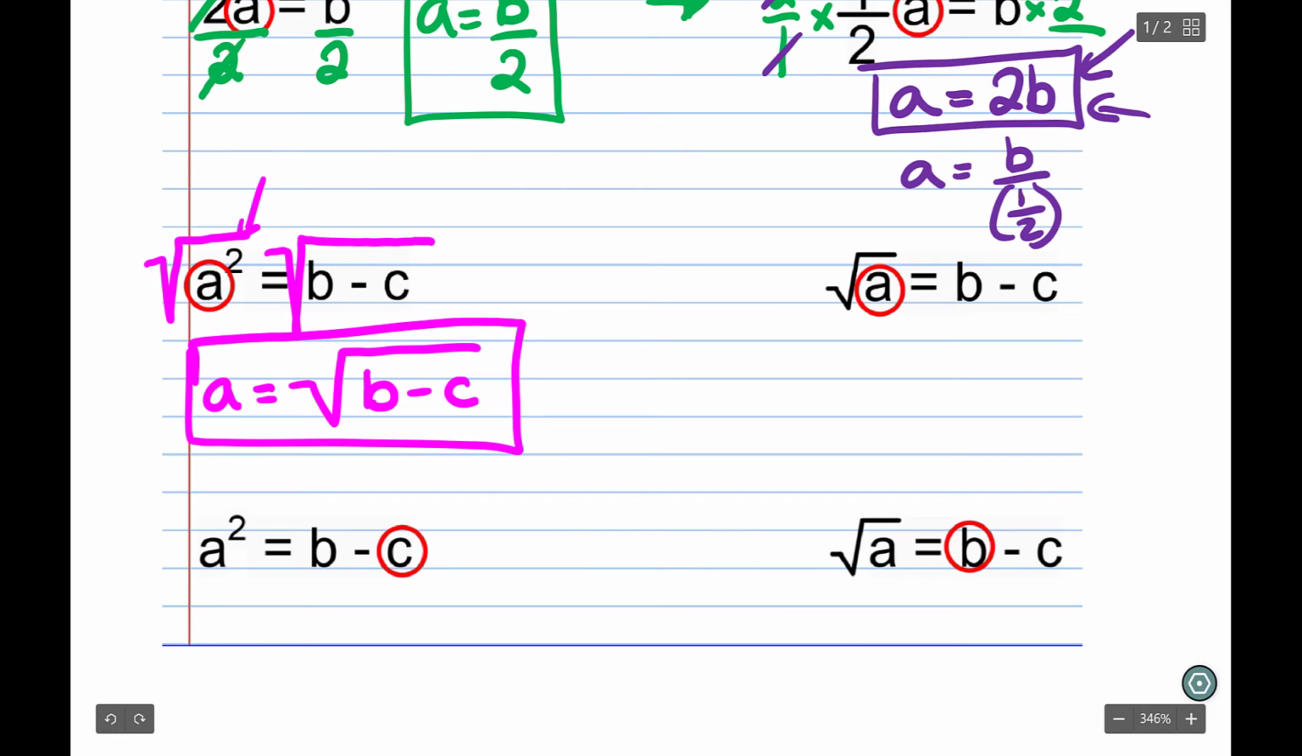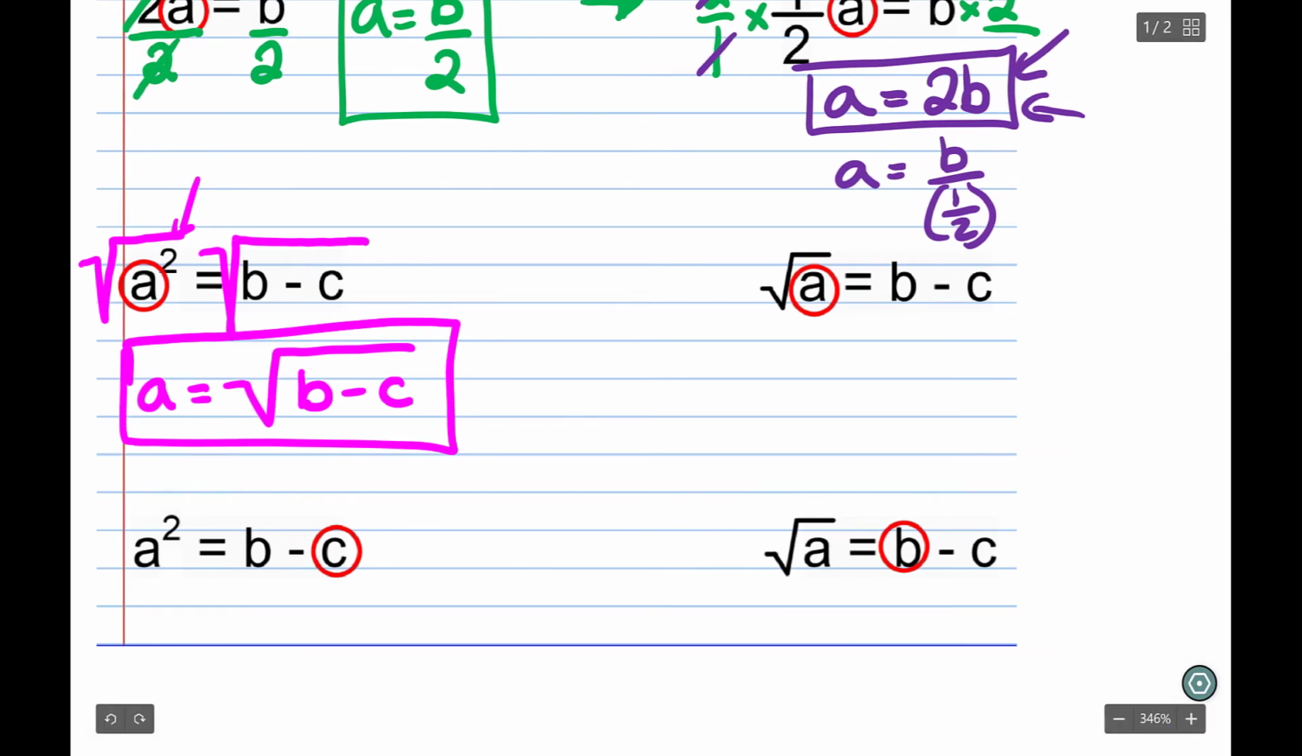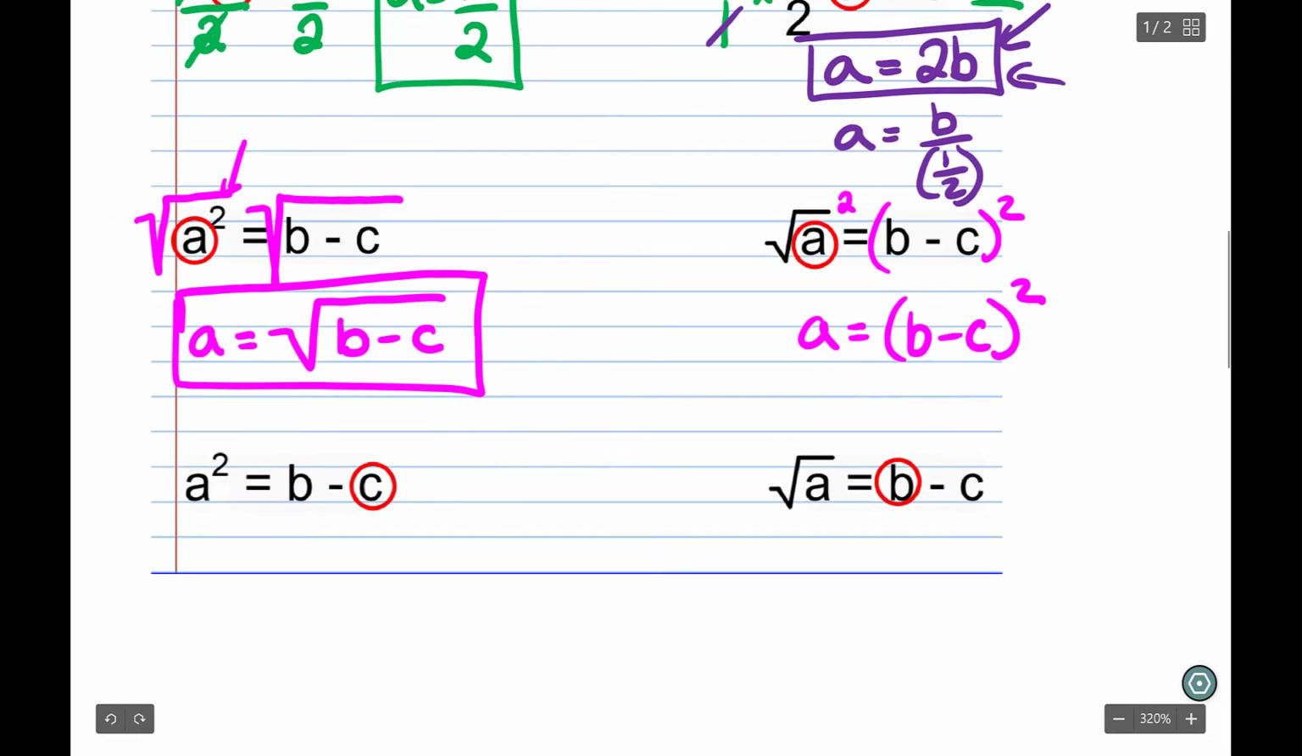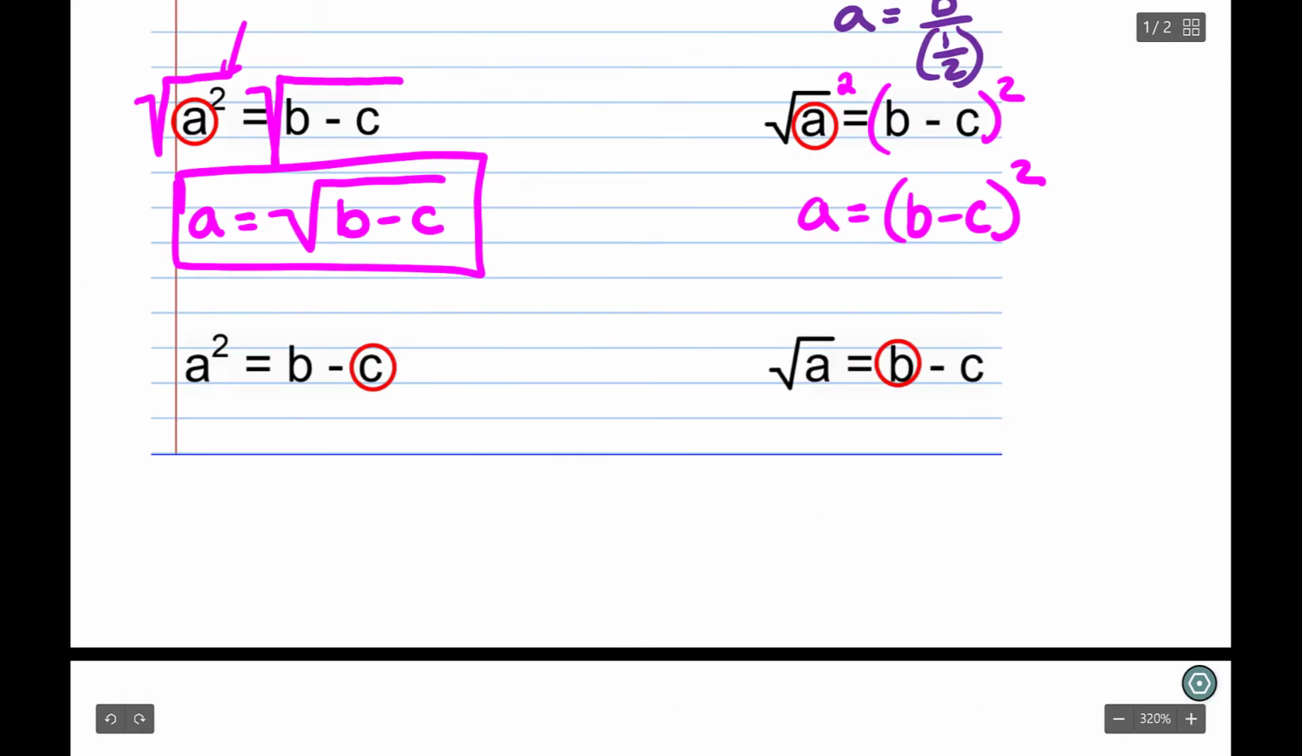Okay. Now, if I wanted to go the opposite direction and I have something which is square rooted and I wanted to get rid of the square rooting, then I'd have to square the other side. So if I squared this and I squared this, I would end up having the same thing, so b minus c squared. Okay. Just a couple more to do.